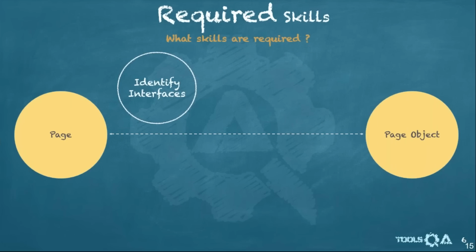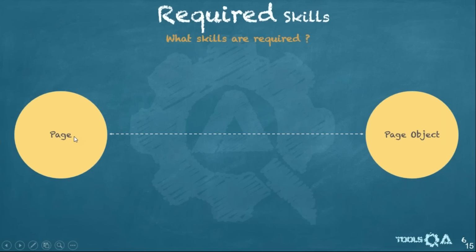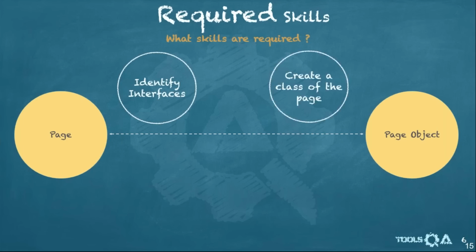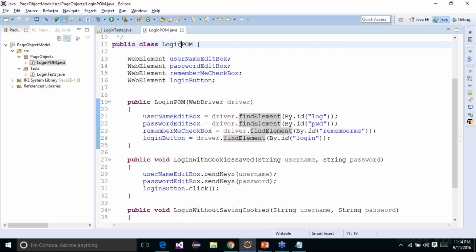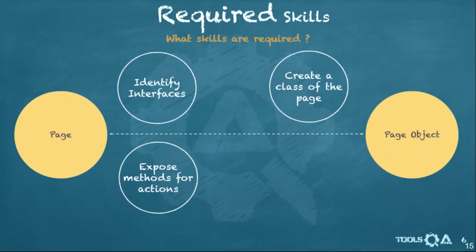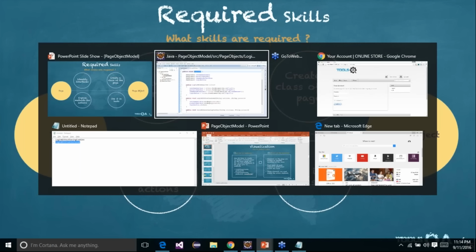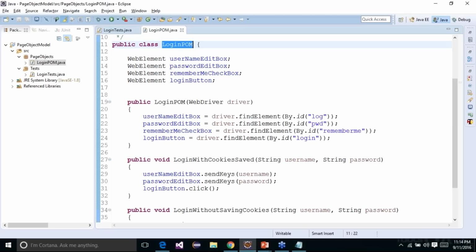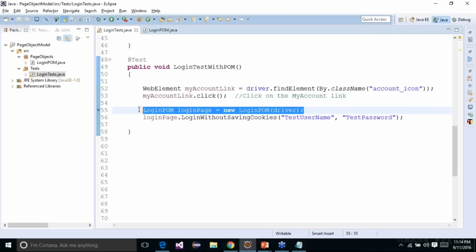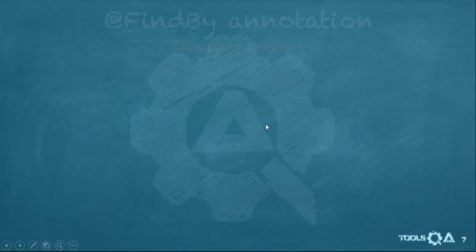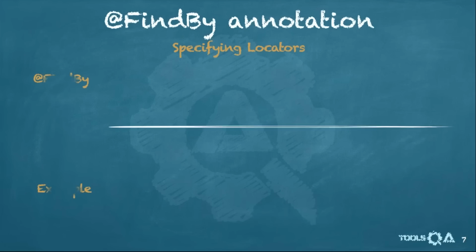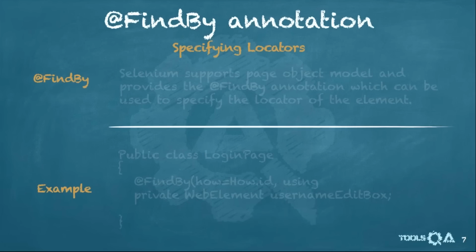Here we are just showing the process in which you have to create a page object model out of a page. The very first thing is you identify the interfaces which you want to provide on the page, and then you create a class of the page, just like we created the login form here. Once you have created the class, you expose the methods for actions and then use them inside the tests. Something very similar to what we did here. We exposed the methods and then used them inside the test. All right, so now let's move on to the next part, which is the @FindBy annotation, which is very important.